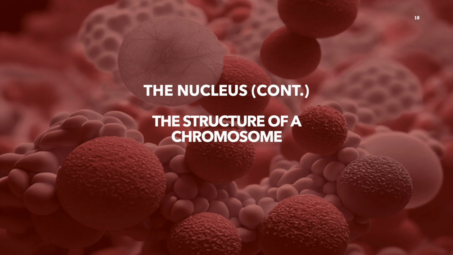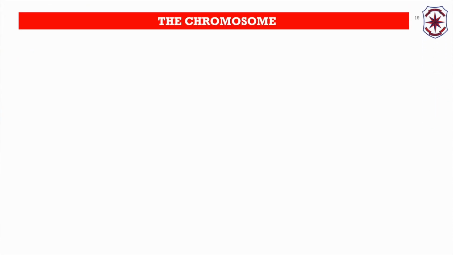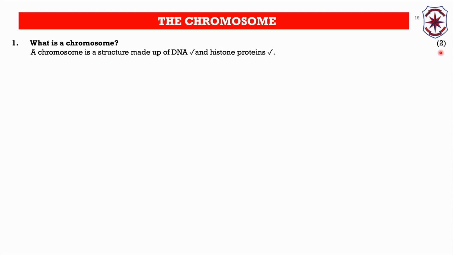DNA structure, we are continuing. Now we are particularly looking into the structure of a chromosome. We want to know what chromosomes are and what they look like. We are going to study what a chromosome is and the structure of a chromosome. Question number 1. What is a chromosome? For 2 marks. The definition.